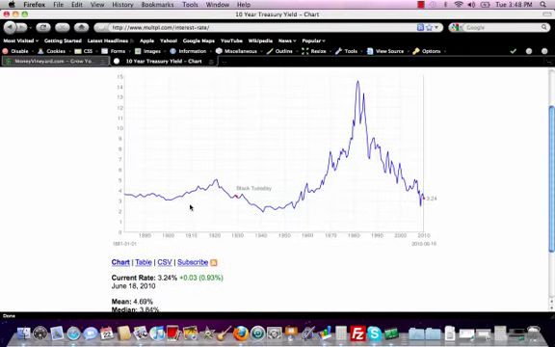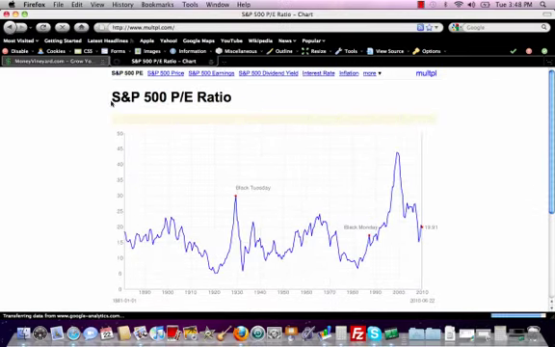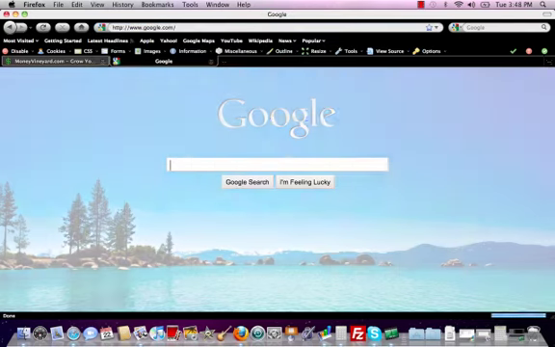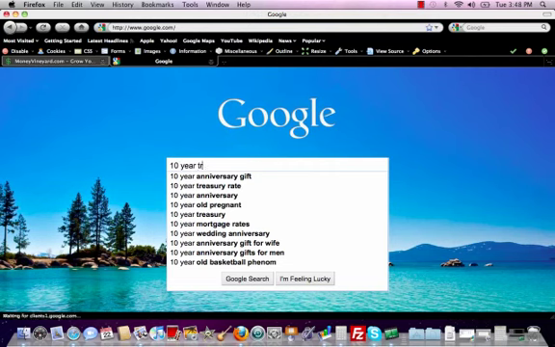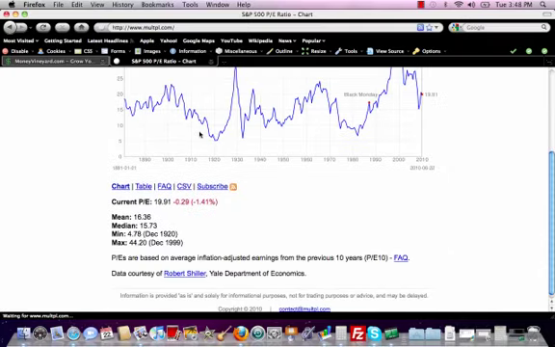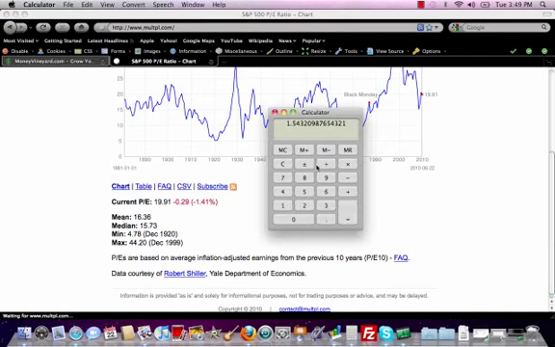So here's a quick way to calculate that really easily. You just do a quick Google search for 10-year trailing PE, and you'll find this site. Go there, and here's the current PE, and here's how you get the stock yield that I was talking about earlier. You take 1 divided by this current PE, so 1 divided by 19.91, and that gives you your current stock yield, which is about 5%.